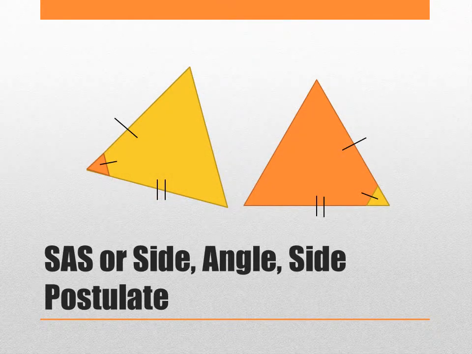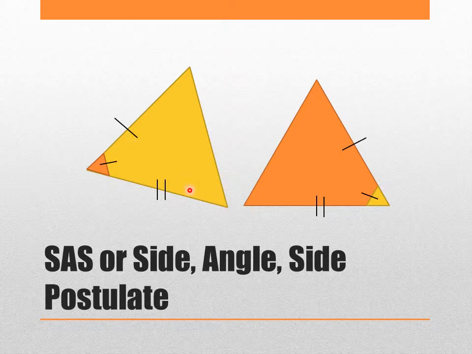Second postulate, SAS, or side-angle-side postulate. Here are two acute triangles again, for example, the first triangle and the second triangle. Based on these illustrations, the two sides of the first triangle and its included angle have signs that show congruence to the first two sides and the included angle of the second triangle. These signs again allow us to know the congruence of each part of the said triangles.